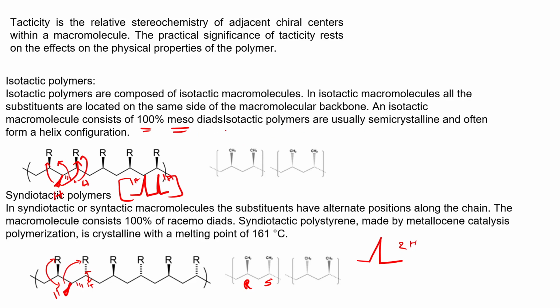Now coming to the properties. Isotactic polymers are semi-crystalline and often form a helix conformation. Syndiotactic polymers are crystalline, and they are generally made by metallocene catalysts, the kind of sandwich molecules we have read about. With the help of that kind of catalyst, these syndiotactic polymers are generally made.